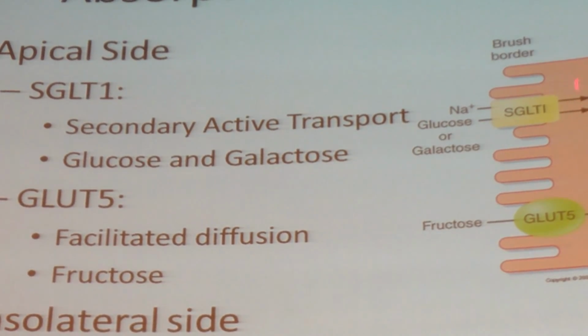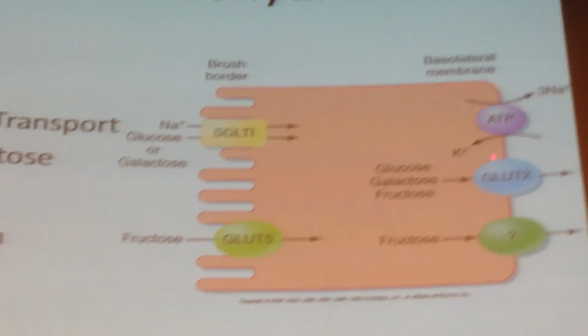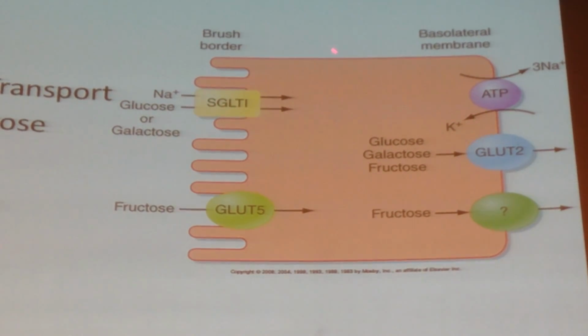And why is the sodium concentration inside low? If you look at the basolateral side of the membrane, you have the sodium potassium ATPase, which is generating the concentration gradient. So this is our primary active transporter, the sodium potassium ATPase.